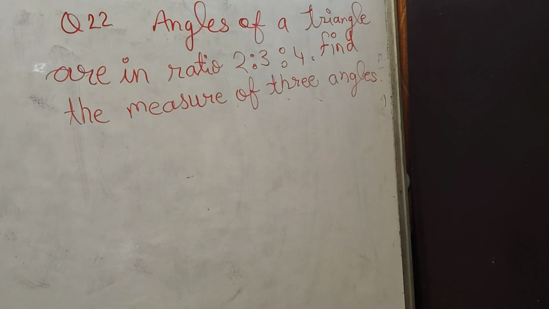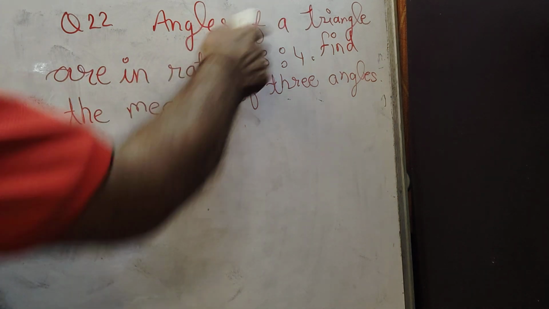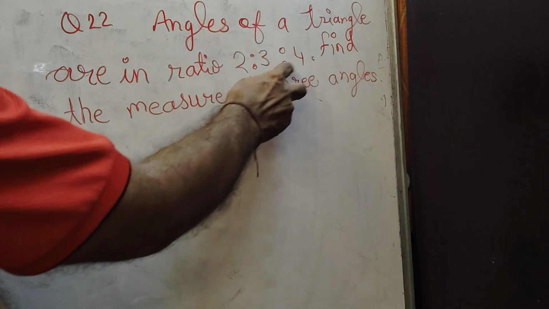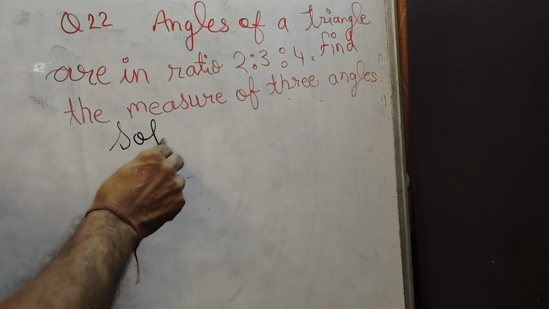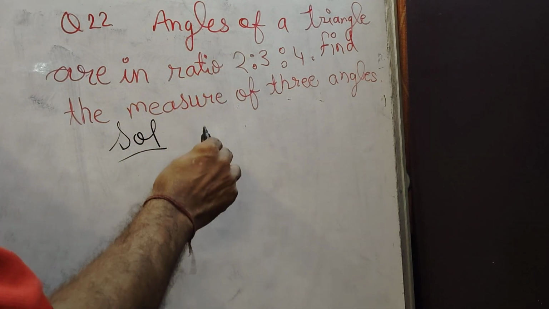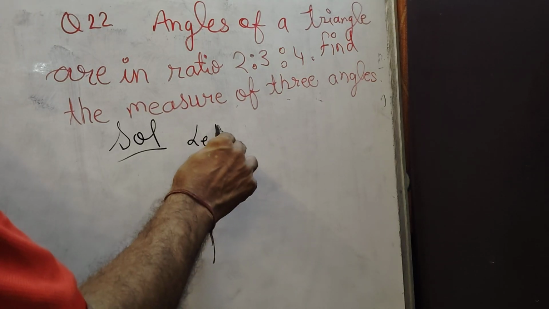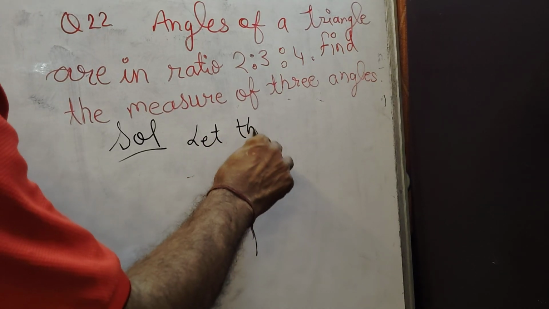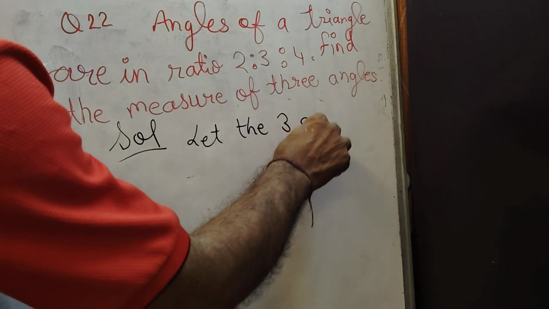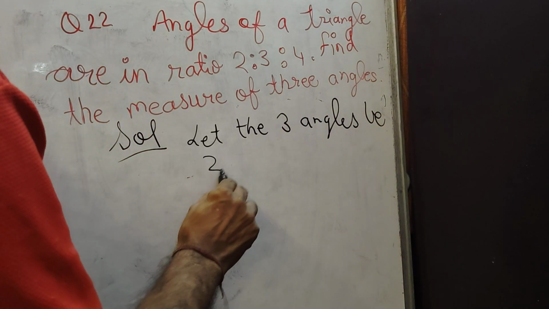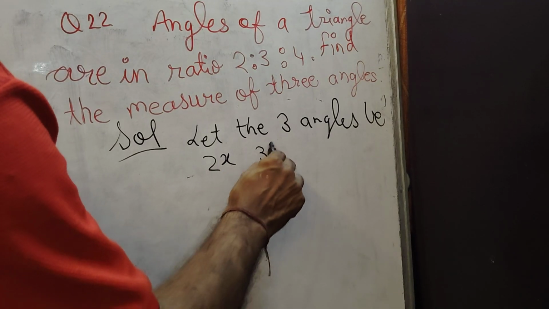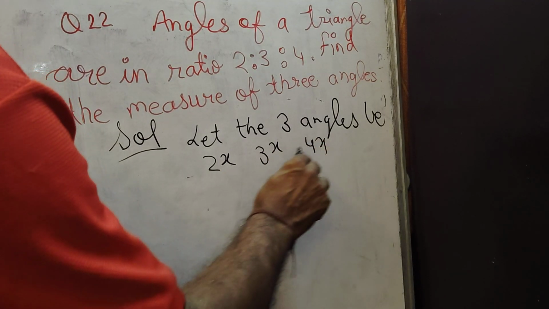Now look at the next question, number 22. Angles of a triangle are in the ratio 2 to 3 to 4. Find the measure of the angles. Previously we have done the sum of two numbers. So here we first assume the three angles. Let the three angles be, since the ratio is given as 2, 3, 4, 2x, 3x and 4x. These are the three angles of the triangle.